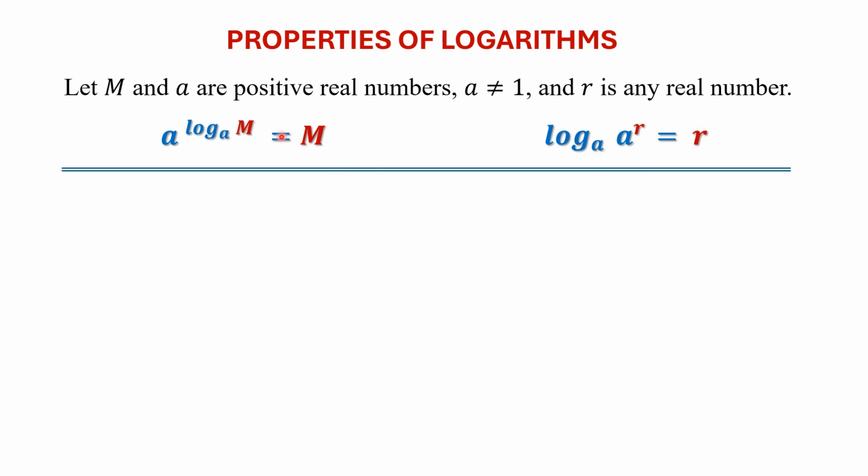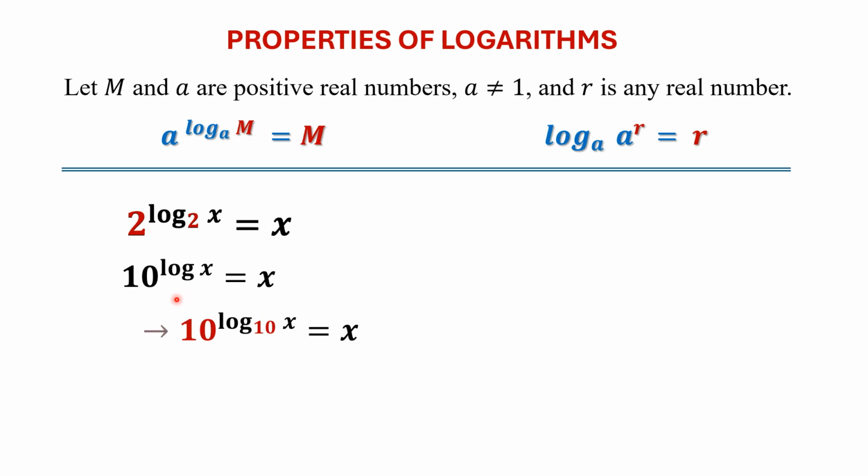So let us have some examples on the first property. 2 to the power log of x to the base 2 is equal to x. You will notice that this exponential is with base 2, and the power log of x is also with the base 2. So that's why the answer is x. Another is, if we have 10 to the log x, it's also equal to x. Why? Because this log x, if the base is not written, means that it is a common logarithm with base 10. So we can rewrite this as 10 to the power log of x with the base 10, so they have the same base. The answer is equal to x.